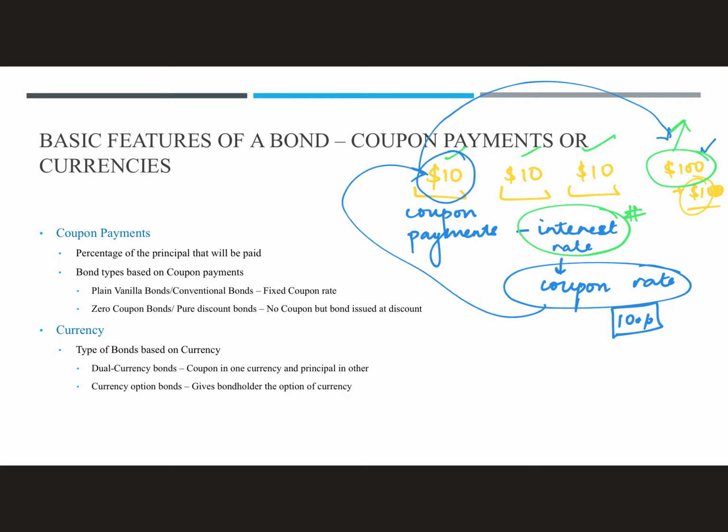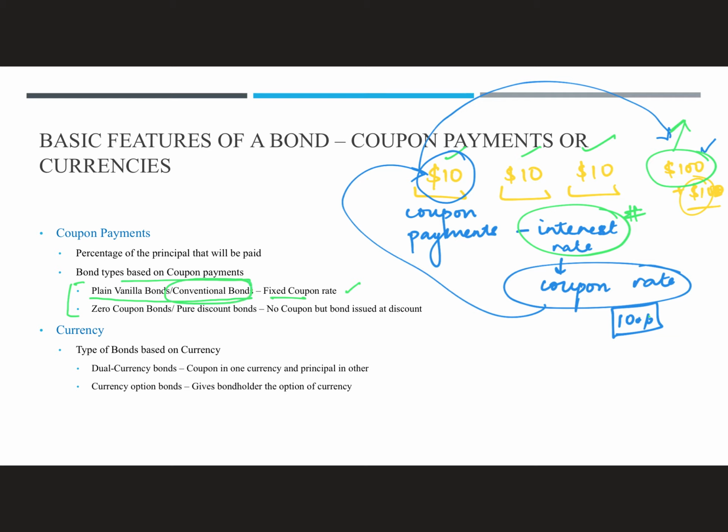Based on the type of coupon payments, we have again segregated two types of bonds. One is called the plain vanilla conventional bond, wherein the coupon rate is fixed. So you're told 10%, you will receive 10% of this principal value, $100, at different time periods. So you'll be receiving $10, $10, $10. These kinds of bonds, which are fairly simple, we call conventional bonds, and they have a fixed coupon rate.